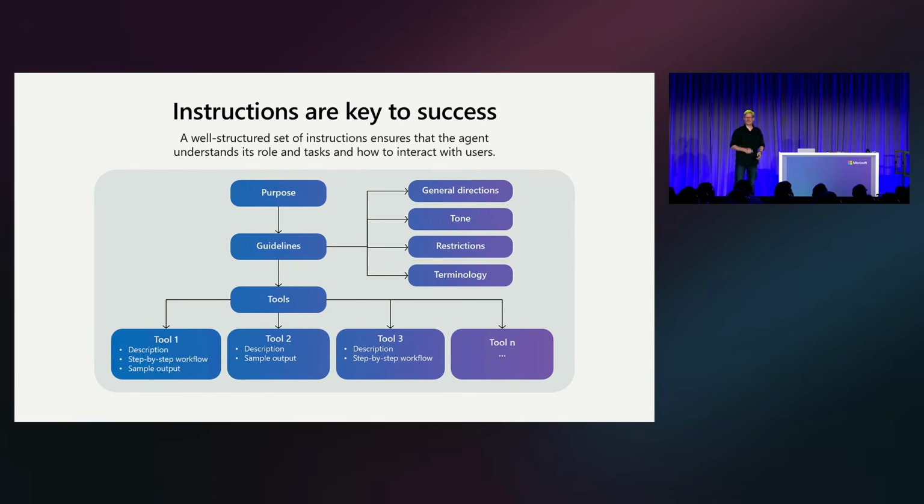But the instructions are the key. So you're going to see me writing instructions, adding tools, adding instructions, and seeing how the agent behaves with those instructions and with those tools. And what we're doing is we are giving instructions to that orchestrator, and that orchestrator is then using those instructions in combination with the foundation model to decide what to do.